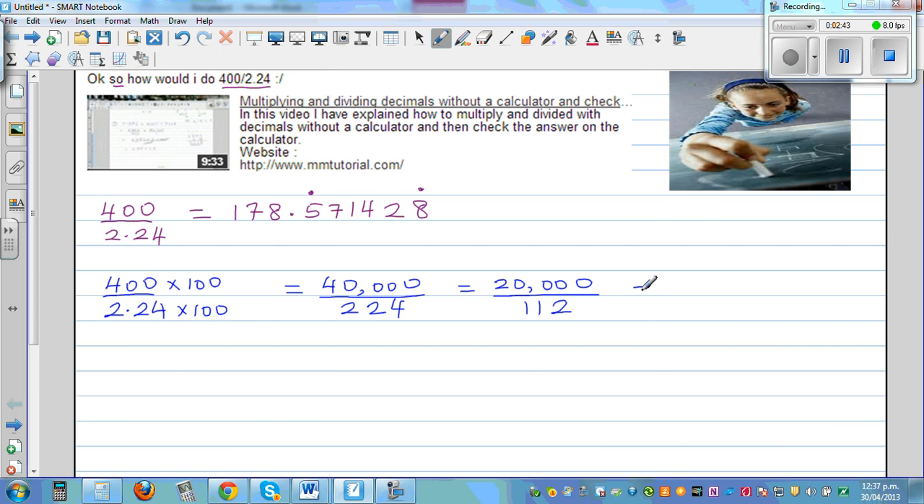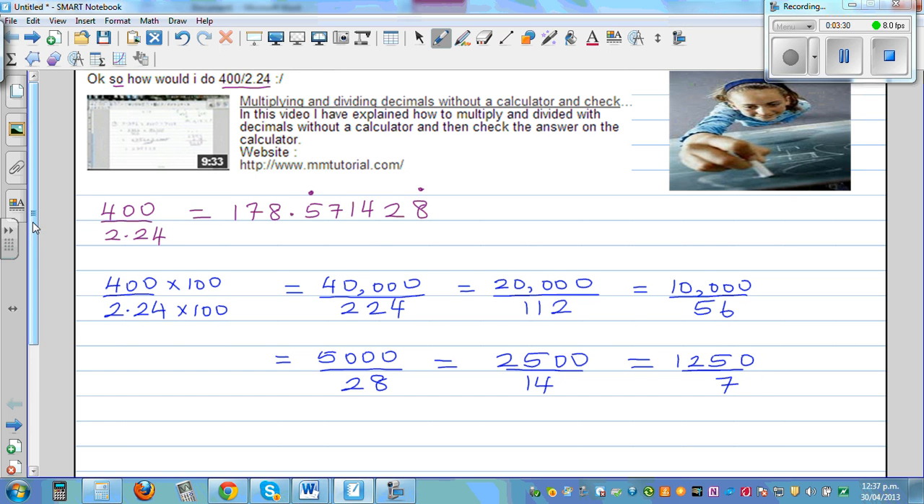Then again halve it, so this is 10,000 divided by, half of 100 is 50, and half of 12 is 6, so this is 56. Again, I'm going to halve it, so this is 5,000 divided by 28, since half of 50 is 25 and half of 6 is 3, so 25 plus 3 is 28. Then again halve it, which is 2,500 divided by 14, and this is 1250 divided by 7. So from here you can do the long division.